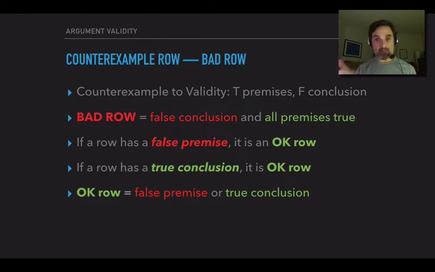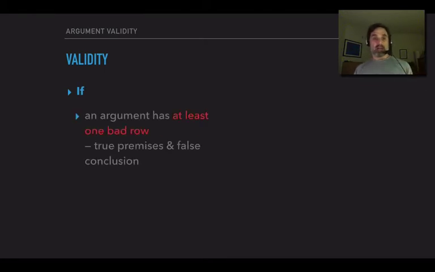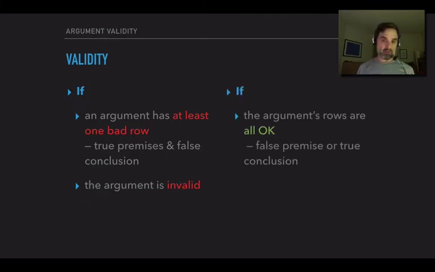Is the row bad, meaning that the conclusion is false and all the premises are true, or is the row okay, meaning either that there's at least one false premise or the conclusion is true. So if an argument has at least one bad row, then it has a counterexample and it's invalid. On the other hand, if all of its rows are okay, then there are no counterexamples, and so the argument is valid. So we're thinking either at least one bad row, invalid, or all okay, valid. So that's the dividing line.